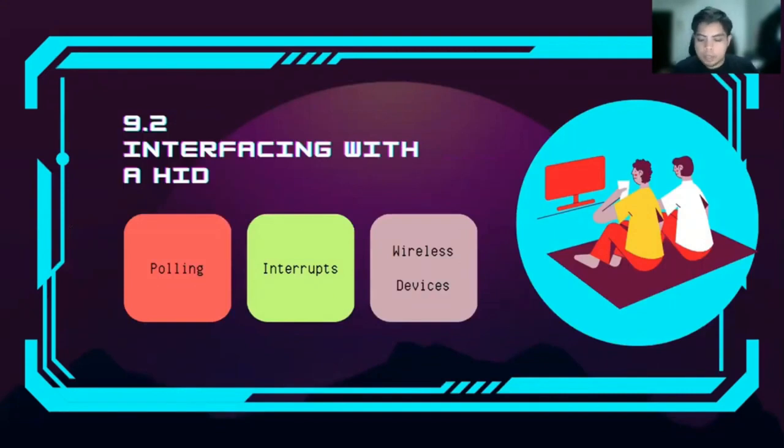First, we have polling. Polling is to measure how often a device reports its position back to the computer. The second one is interrupts. An interrupt is an electronic signal generated by the hardware, which makes the CPU temporarily suspend execution of the main program. Last one is wireless devices. As you know, wireless devices will usually use Bluetooth to connect the controller to the computer.